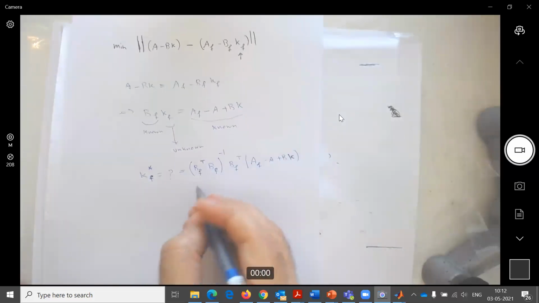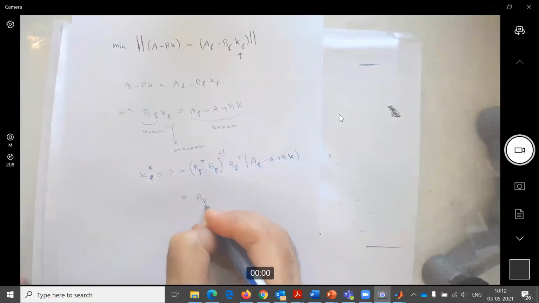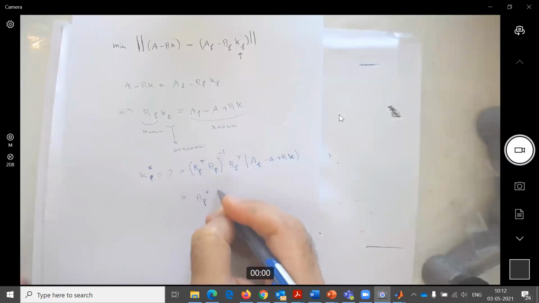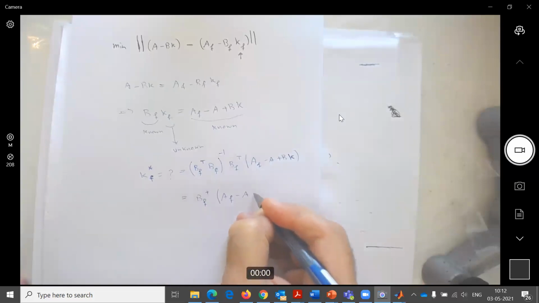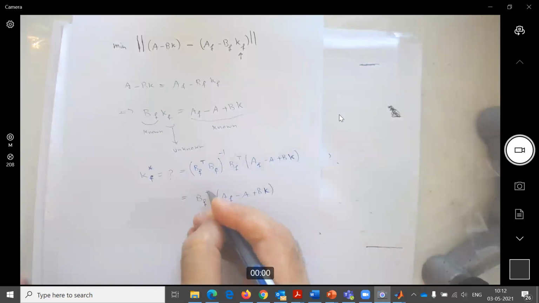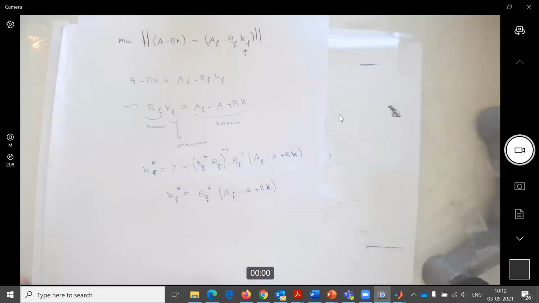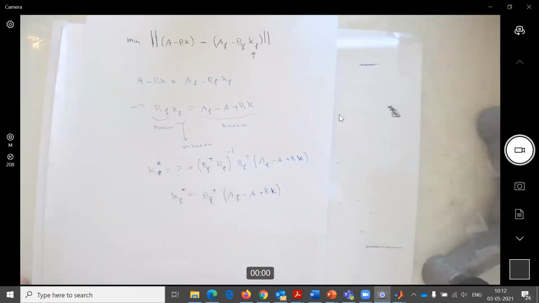And sometimes, instead of this, we write it as equal to BF plus multiplied by AF minus A plus BK, because as I said, BF plus means the pseudo inverse of BF. Any question here?